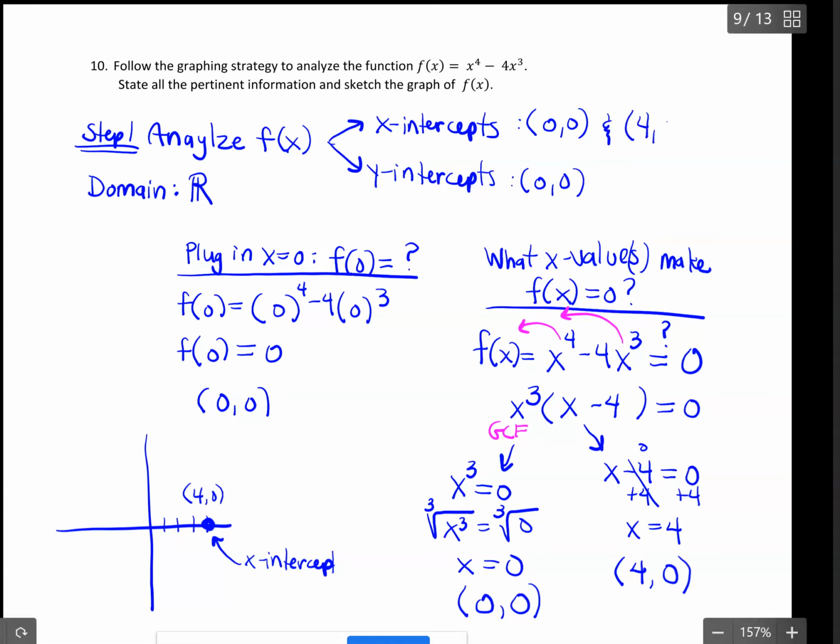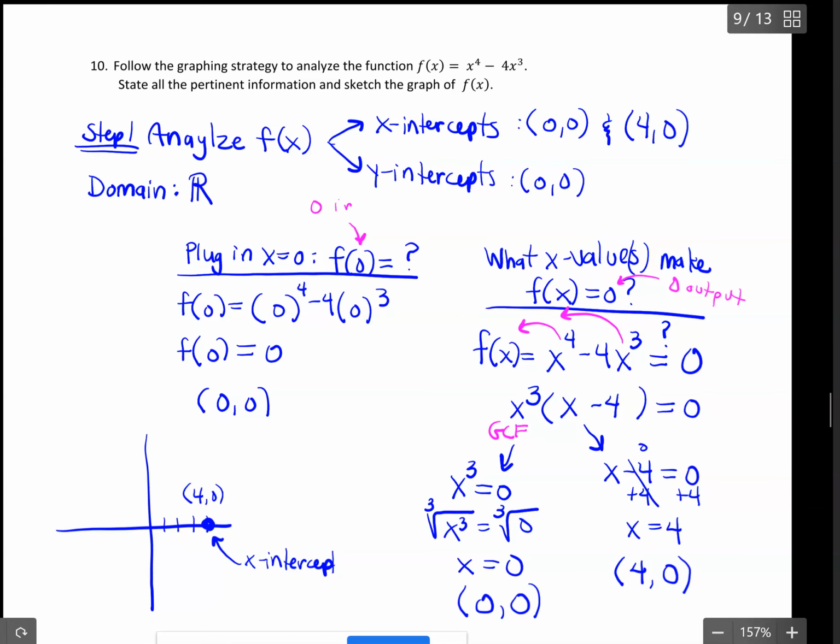Okay, so step 2. Step 2 is now we need to analyze the first derivative. So let me come over here and shrink this down. I'm going to erase that graph because we're not ready to graph yet. We need some more info. It's pretty small, but here we go. So I'll erase that. Okay, so here we go. Step 2, analyze the first derivative.